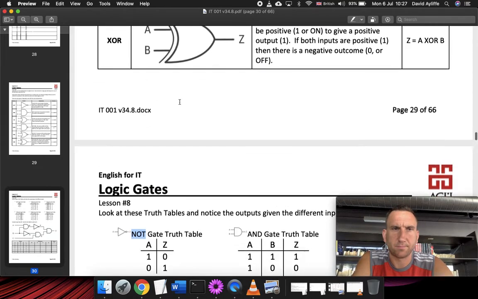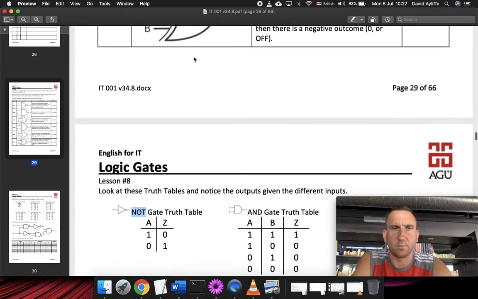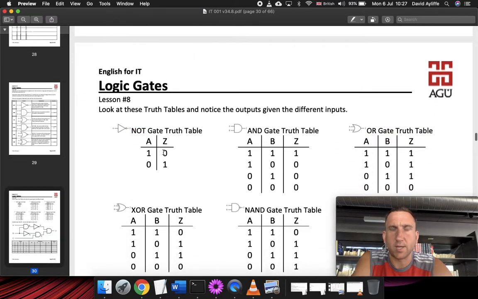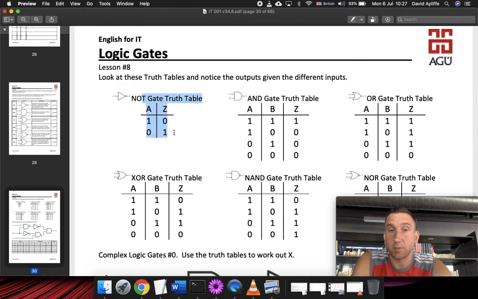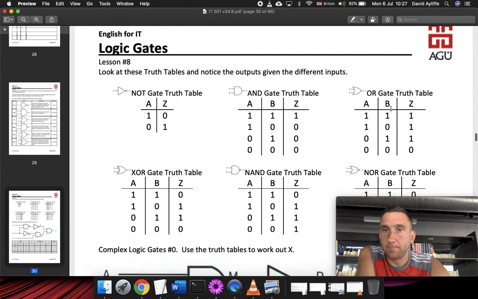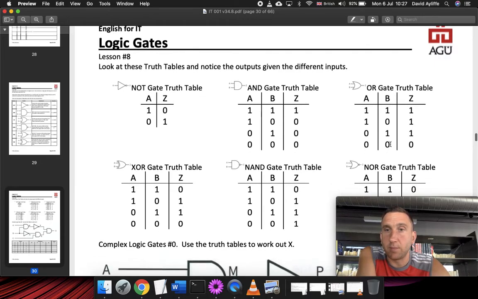So we have NOT, which is the first one. If we put in 1, we get 0 out. If we put in 0, we get 1 out. So this truth table will help us better understand. For AND, 1 and 1 gives us 1. Anything else gives us 0 as output: 1 and 0, 0 and 1, 0 and 0. So these are 0 as output. For OR, only if both of the inputs are 0 do we get 0 output. Any other time, if we have a 1 here or two 1s here, we get positive output.